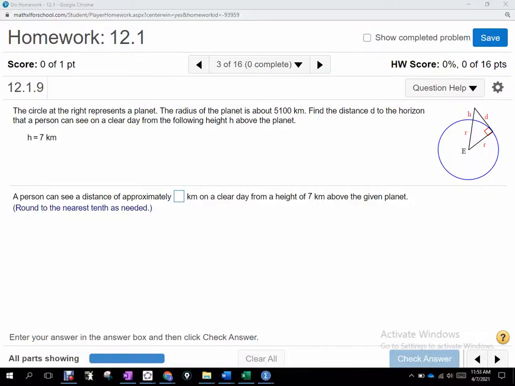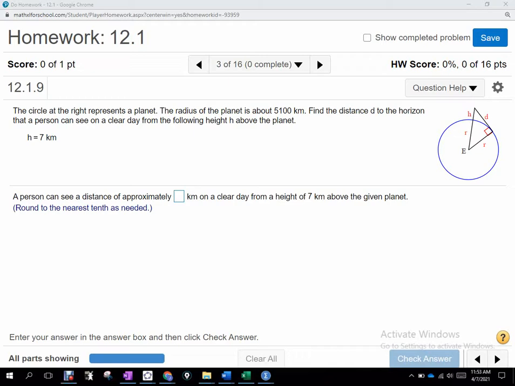All right, question 3 says the circle at the right represents a planet. The radius of the planet is about 5,100 kilometers. Find the distance D to the horizon that a person can see on a clear day from the following height H above the planet.